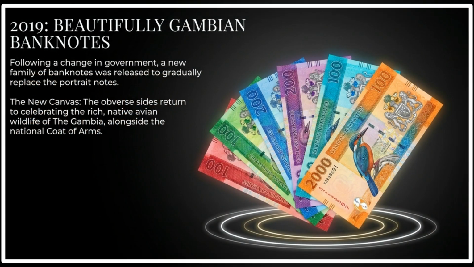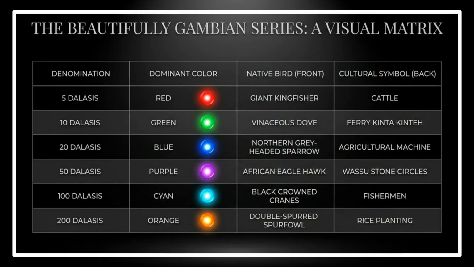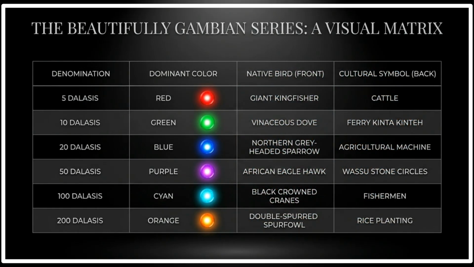Following a change in government, the 2019 Beautifully Gambian banknotes were released to replace the portrait notes. The obverse sides returned to celebrating the nation's rich native avian wildlife, alongside the national coat of arms. The Beautifully Gambian series links each denomination to a dominant color, a native bird on the front, and a cultural symbol on the back. For example, the 100 dalasis note is cyan, features black-crowned cranes, and depicts fishermen.